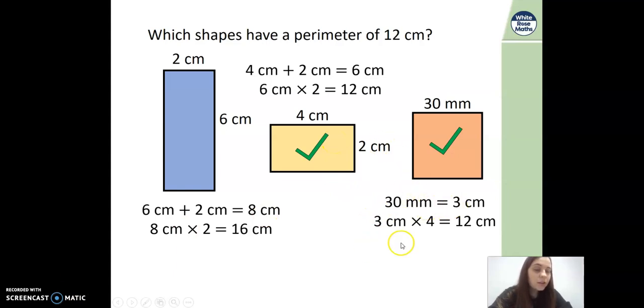So you could do it with a method like this, or you can just add up each number, but you will need to be careful that you haven't missed any or you haven't added any extra ones.